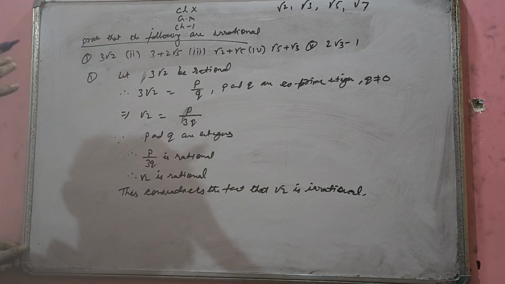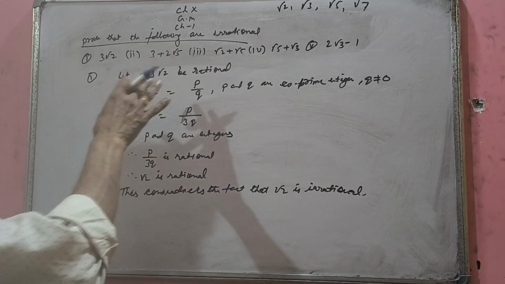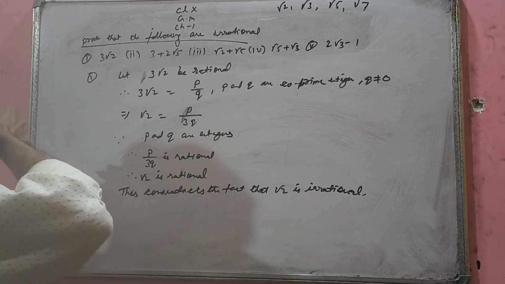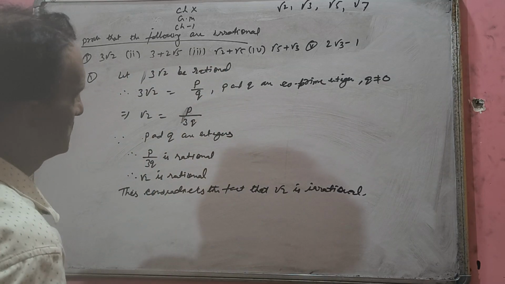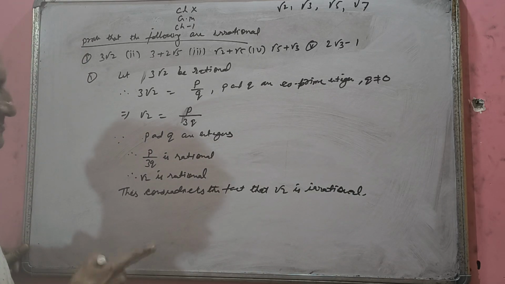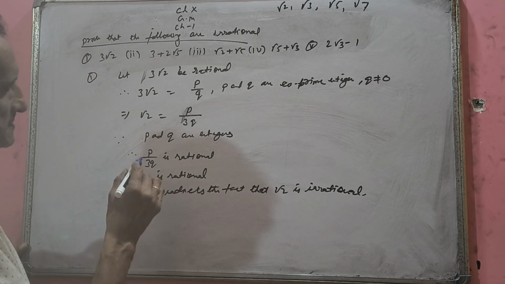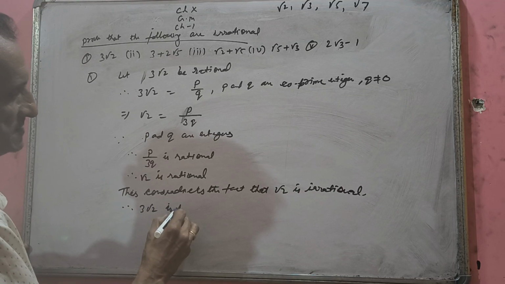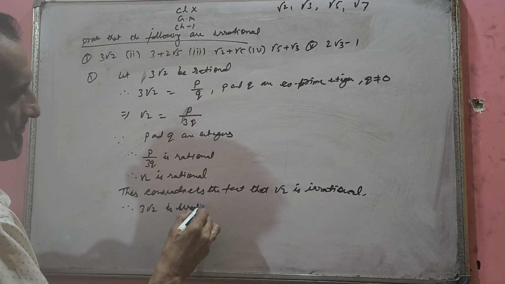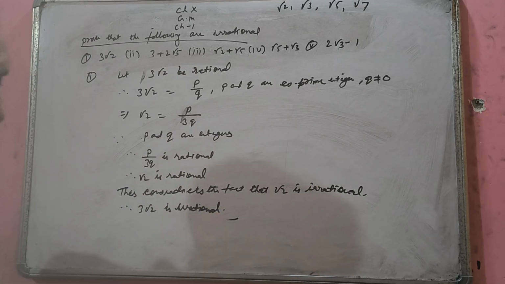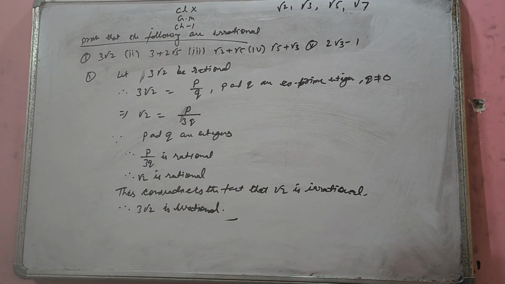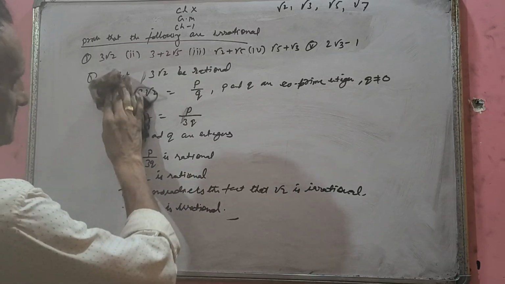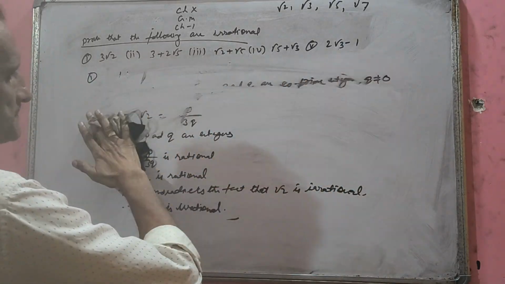Why this contradiction, do you understand? Because you assumed that this is rational, so your assumption is not correct. So this is not rational. That's why it is irrational. Therefore, 3 plus root 2 is irrational. This much only. Now, similarly, you can do number 2, so I will omit this.